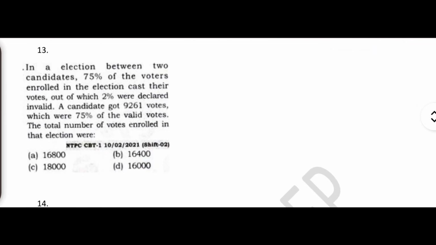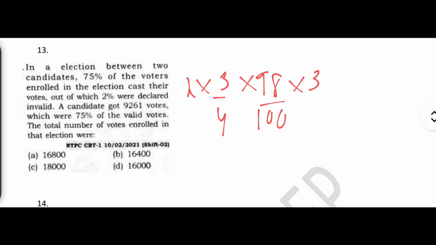In an election between two candidates, 75% of the voters enrolled in the election. Okay, 75% of the voters enrolled in the election, out of which, let this be the total number of votes enrolled. 75% is nothing but 3 by 4, out of which 2% were declared invalid. If 2% were declared invalid, then how many were valid? 98%.